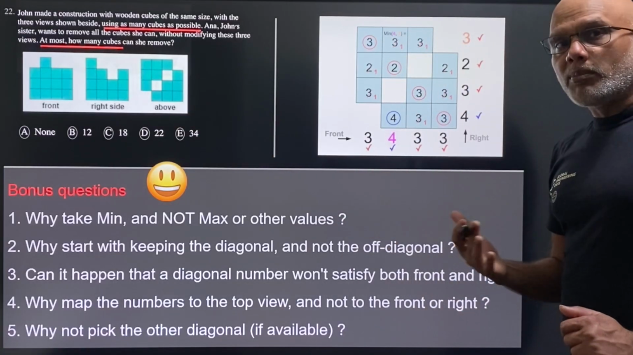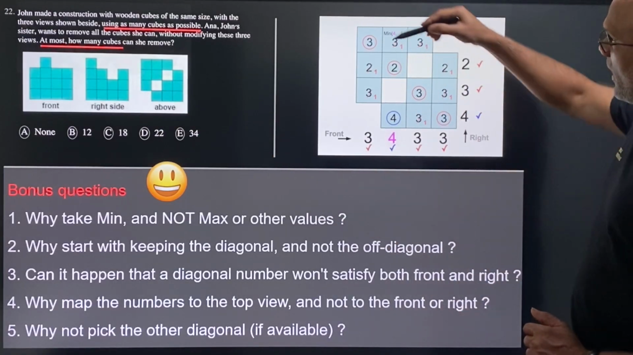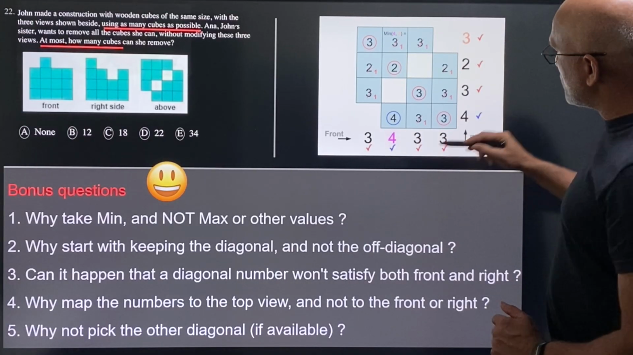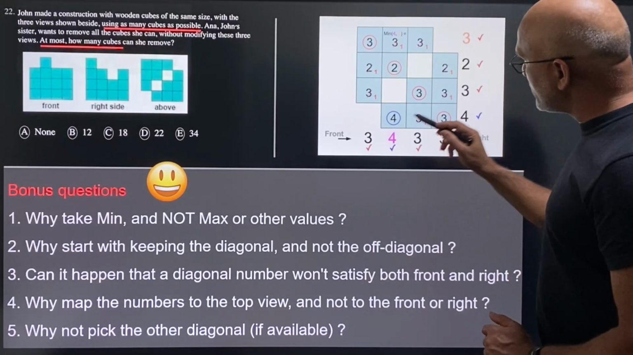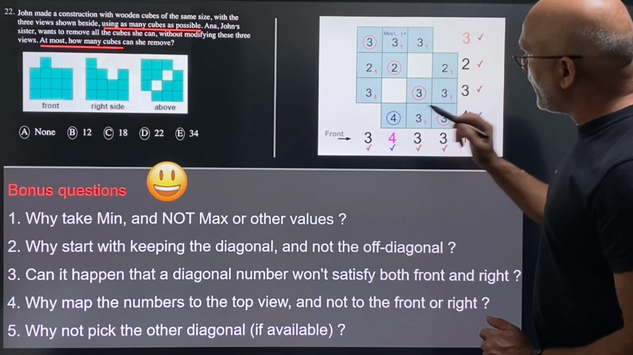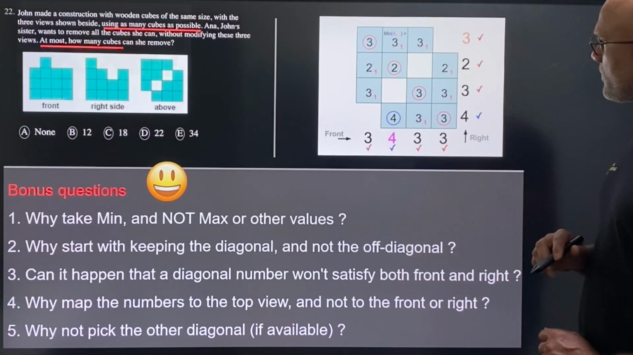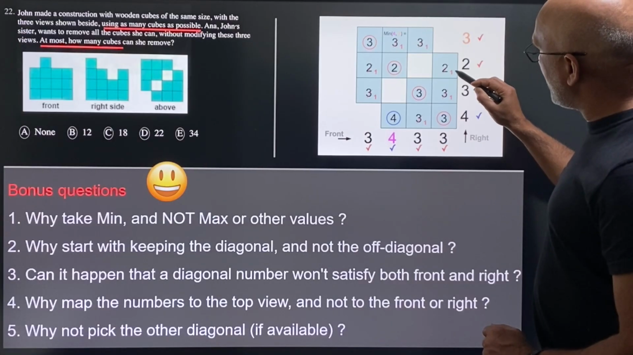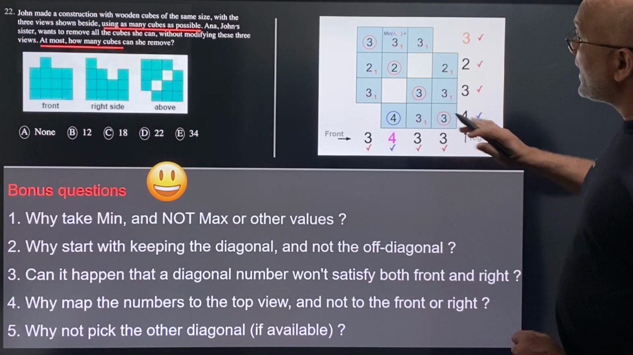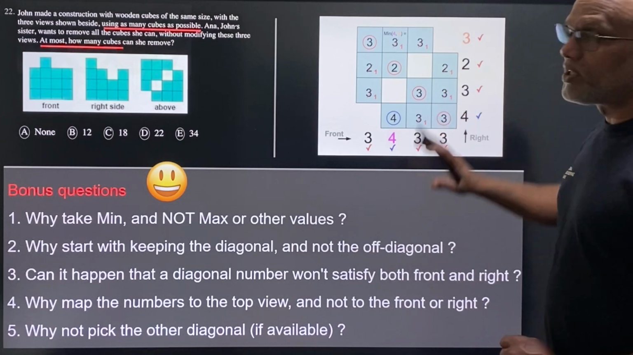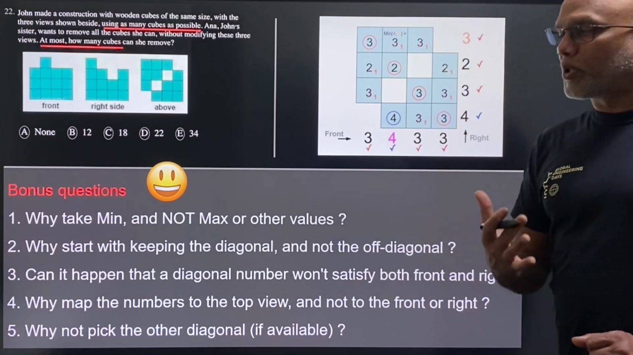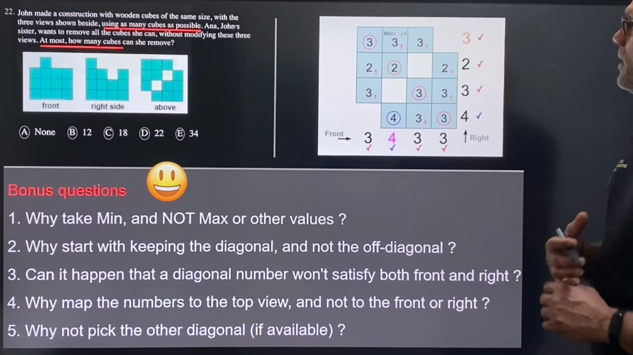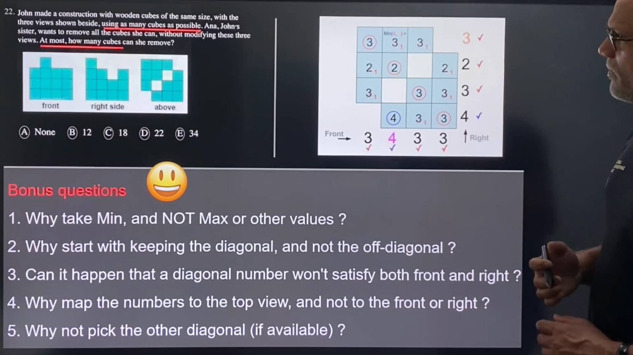Now, to get the minimum number of cubes to get those 3 views, I picked a diagonal and then tried to see which numbers are satisfied. If something is not satisfied, I try to pick an off diagonal number for that, right? And the remaining cells, I reduce them to just 1. And then once I add those numbers, that gives me the minimum number of cubes I can use to get those 3 views. Alright, now here are the questions.